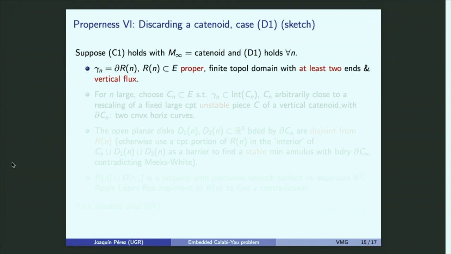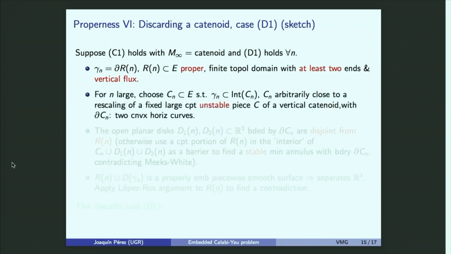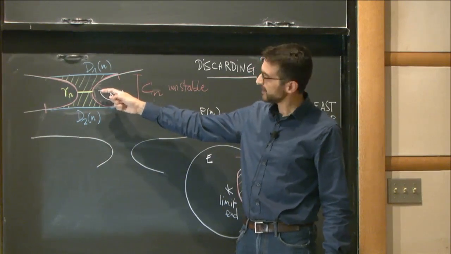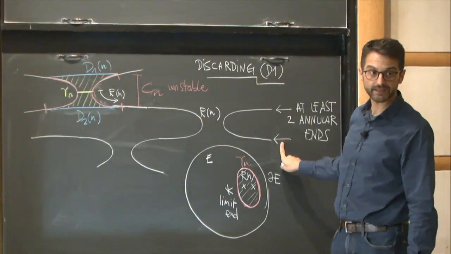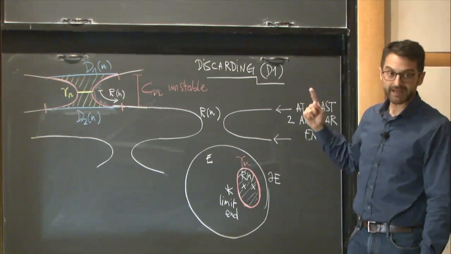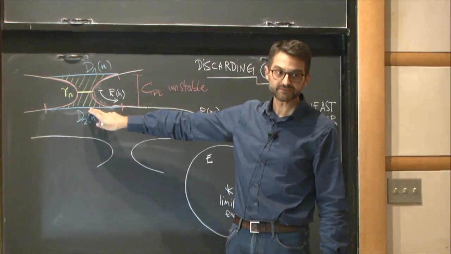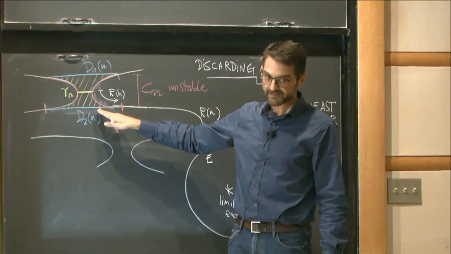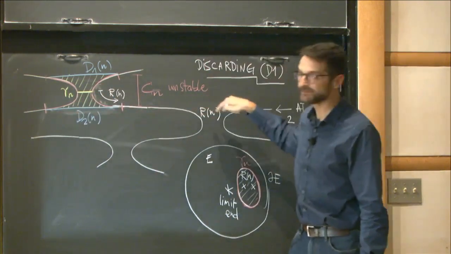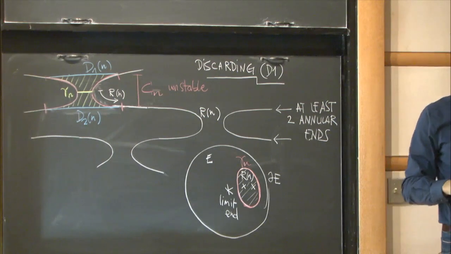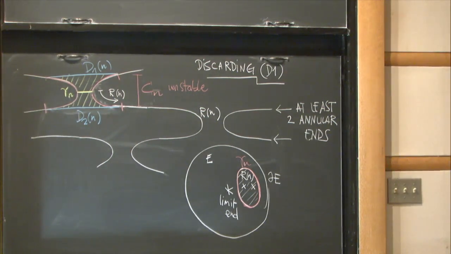So what I'm going to do is choose, because the limit is a catenoid, this Cn, which is an almost perfectly formed unstable piece of a catenoid. There, you see, in blue, in red. And the ends of Rn are pointing down in this picture, and you have at least two annular ends here. Now let me say something. If Rn doesn't enter this shaded region, then if I glue the planar disk bounded by gamma n to my Rn, I will separate R3. And in that setting, it's impossible to have vertical flux and at least two ends. You have to have only one end. This is something that Antonio proved a long time ago.